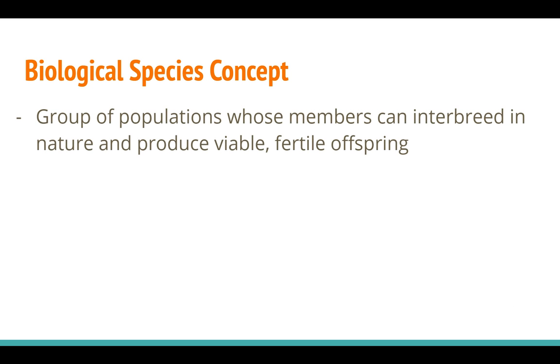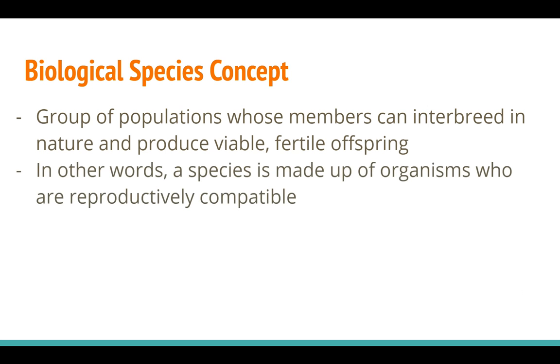A species is a group of populations or a group of individuals whose members can interbreed in nature, not just in a laboratory. They can actually interbreed in nature, and they produce viable, fertile offspring. So they are able to interbreed, they do interbreed, and they produce offspring that can also continue to reproduce. In other words, a species is made up of organisms who are reproductively compatible.